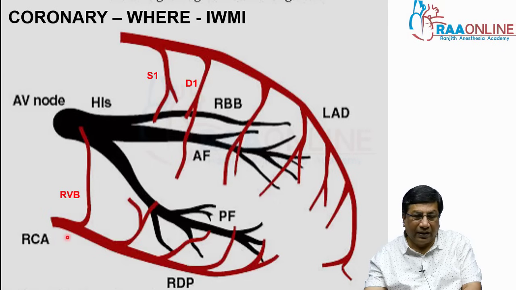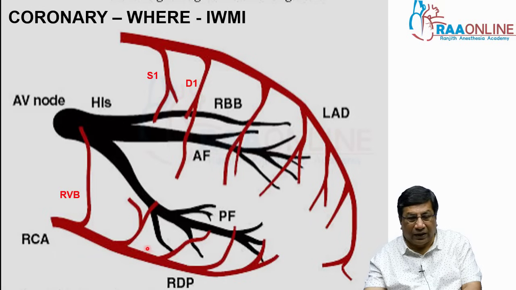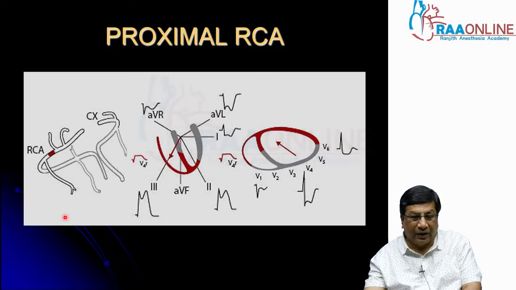So once again, if I have ST elevation more in L3 than L2, I am diagnosing a right coronary lesion. Having diagnosed a right coronary lesion, I must know whether it is proximal or distal, just like we told you about the left anterior descending artery. Any proximal right coronary lesion will involve the most important proximal branch, which is the right ventricular branch, which supplies the right ventricle. So any proximal occlusion of the right coronary artery will involve the artery to the right ventricle.